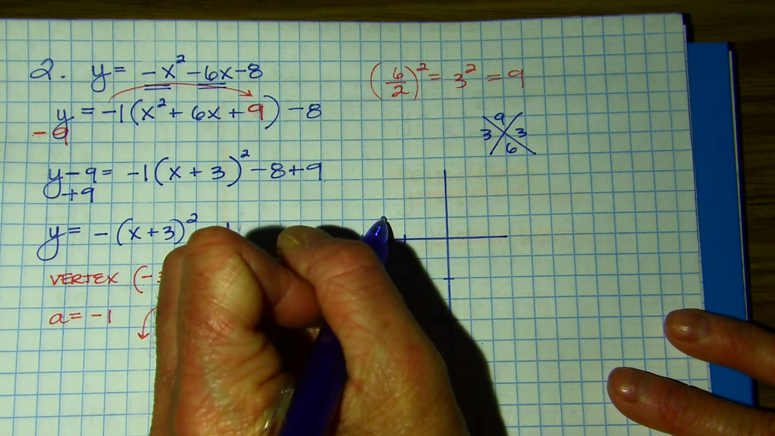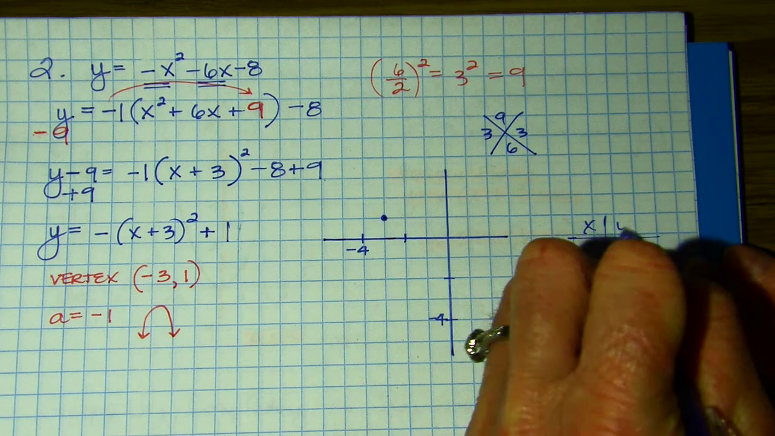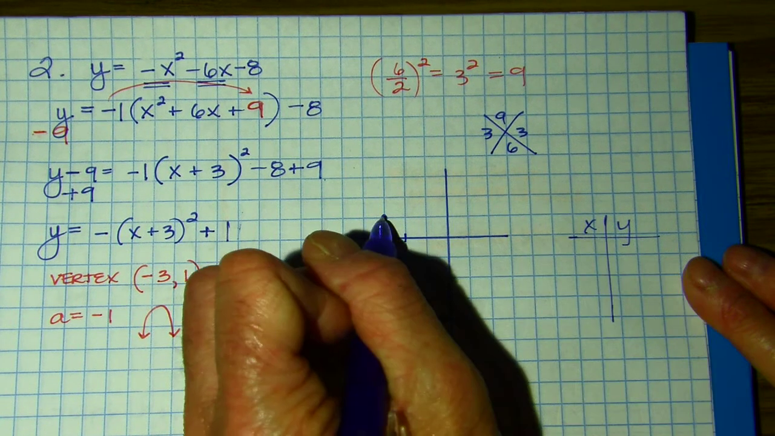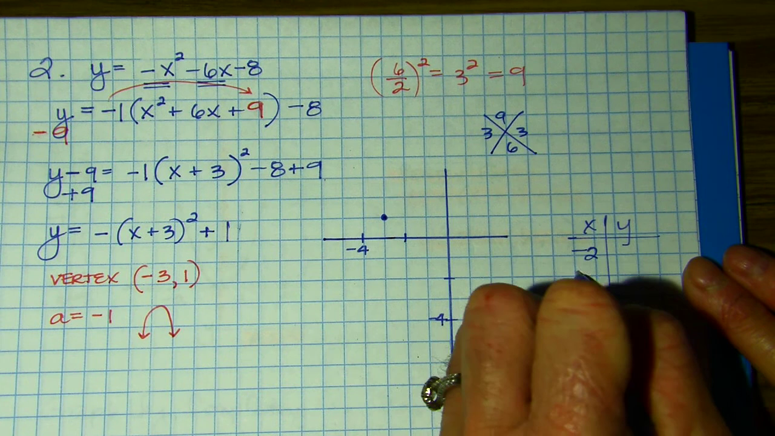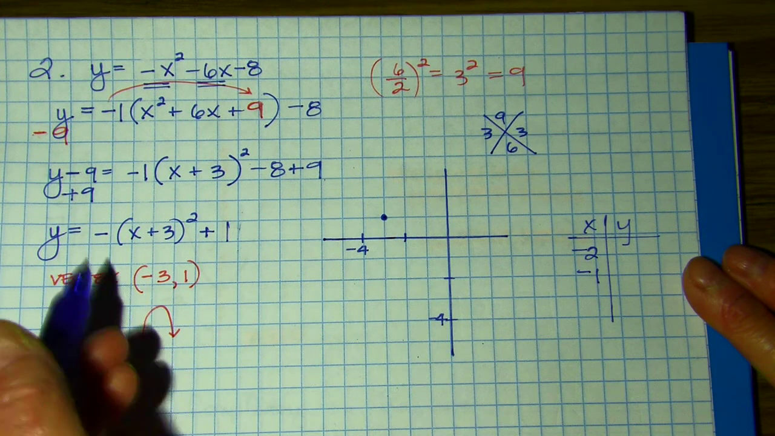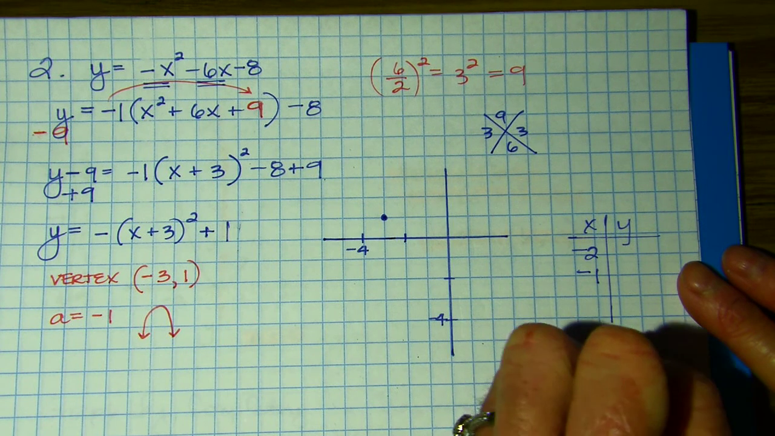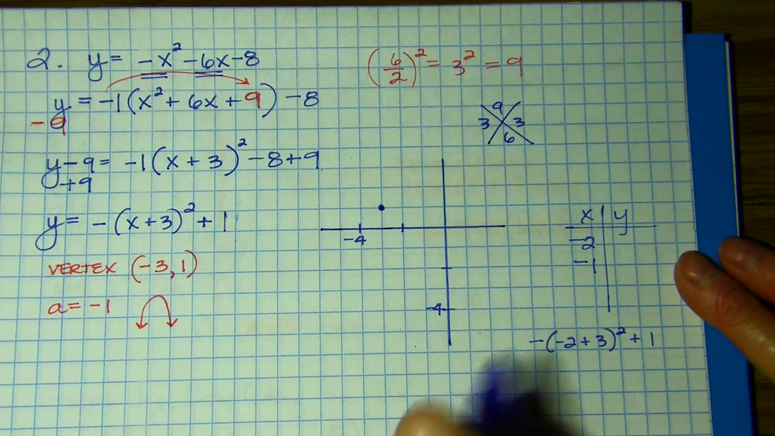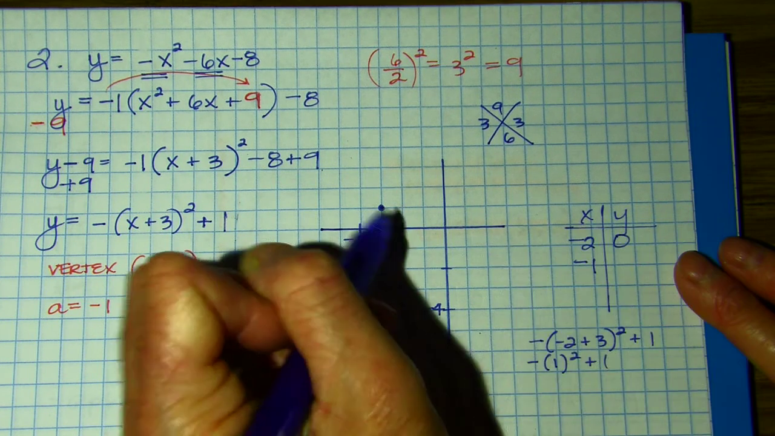Now it points down. So if you would like, you can build a table. This is at negative 3. I'm going to plug in, it doesn't matter which, negative 2 and negative 1. I'm not going to plug in 0. So I would have negative 2 plus 3 squared plus 1. Right, so that would give me negative 1 squared plus 1. That would give me 0.